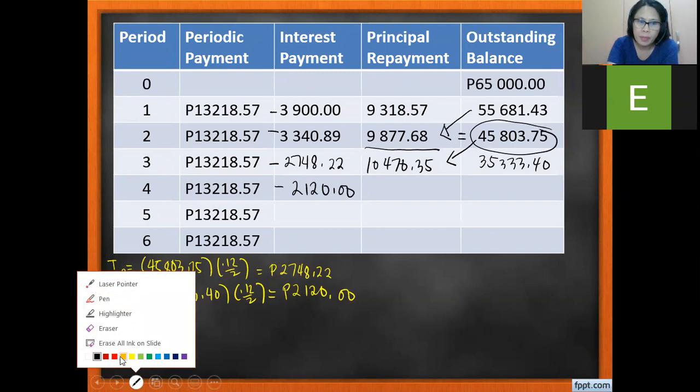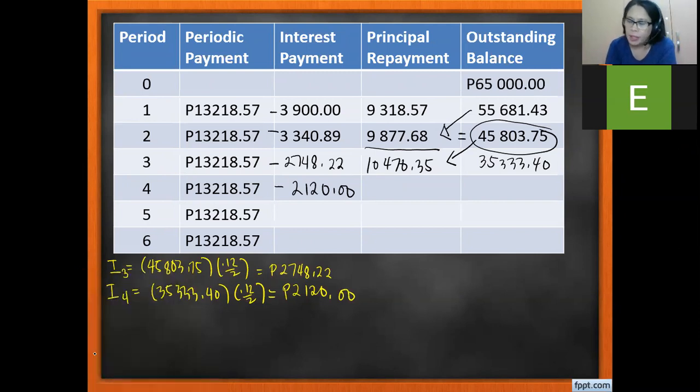So you have your principal payment 11,098.57. And then subtract this from the outstanding balance. So in your calculator, you input 35,333.4 minus answer. So you have 24,234.83.